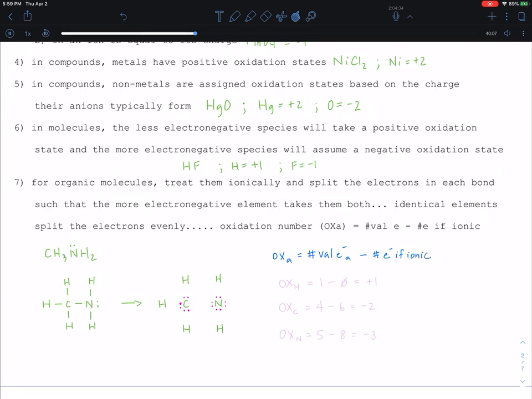What does that even mean? Well, so let's do this down here. I'm going to take the oxidation state for hydrogen. I'm going to calculate the oxidation state for the carbon and the oxidation state for the nitrogen.